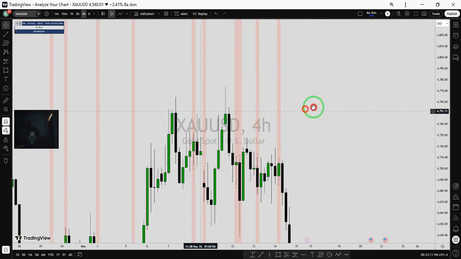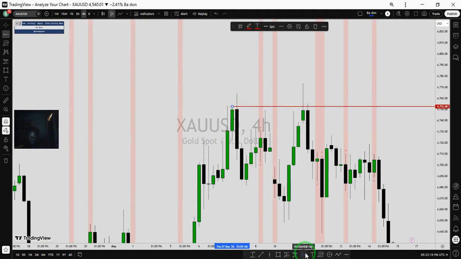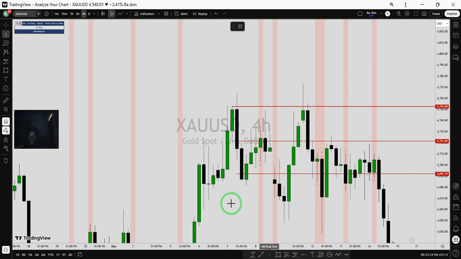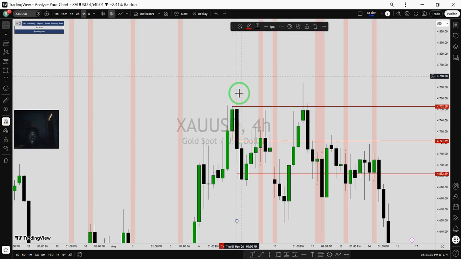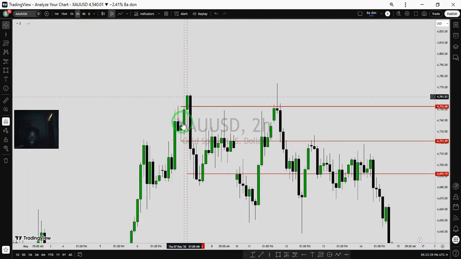We see another one here. We mark the high of the bullish candle, we mark the low, and we put our vertical line indicating the time we are trading. We go to the 2-hour time frame to look for a valid change in the state of delivery, and as you can see, we have it here.